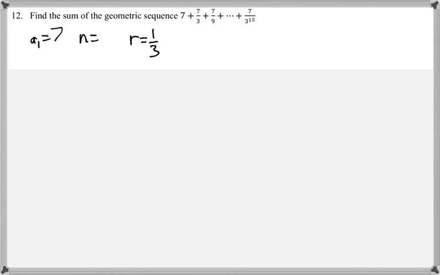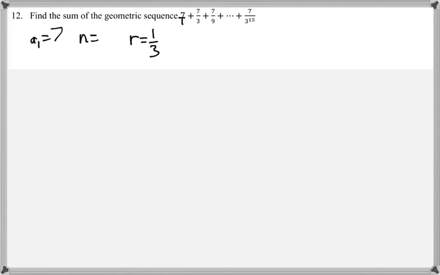So if you look at it, it's like 7 over 1. And then you multiply the denominator by 3 to get 3. Then you multiply that denominator by 3 to get 9. And then you keep multiplying by 3. And the very last term is 3 raised to the 15th. So I'm multiplying each term by 1 over 3.